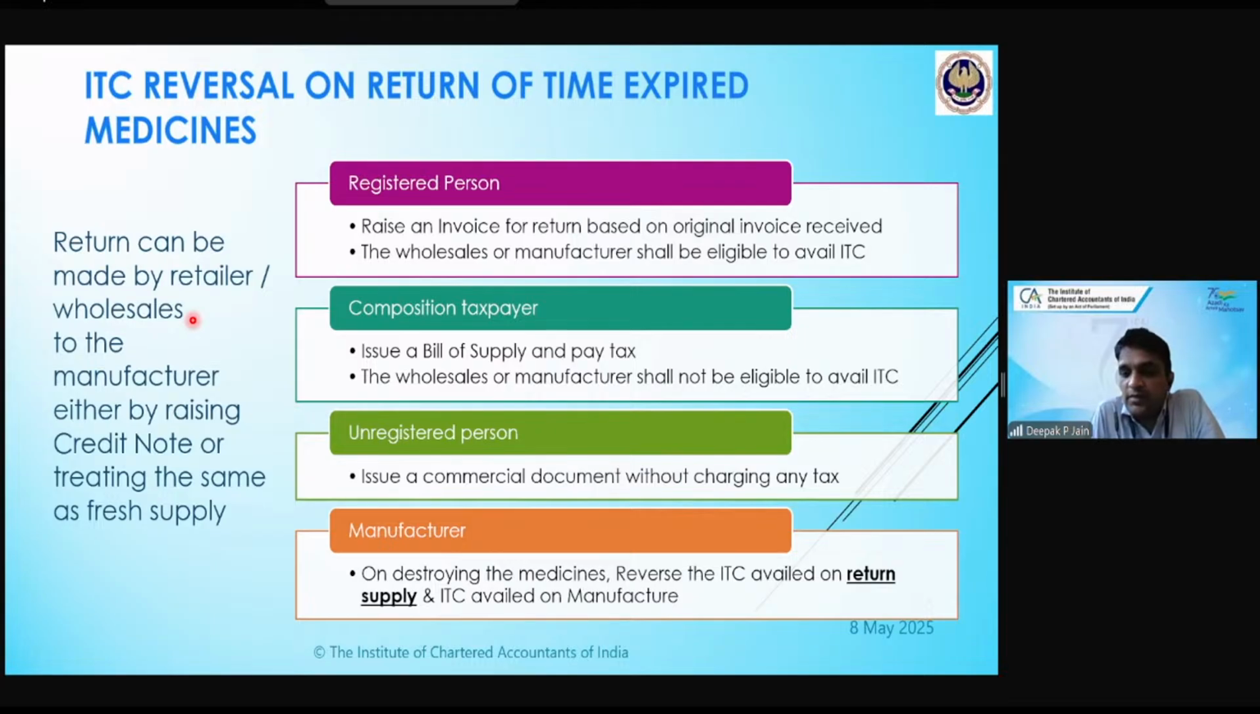But unfortunately, the medicines were not sold on time. What happened? Such medicines got accumulated and the time for expiry had come and these medicines have expired. So what will happen for such expired medicines is the question. Here the government is saying that there are various people who are involved, right? The registered person, that is the retailer, can be a registered person, a composition person or an unregistered person.